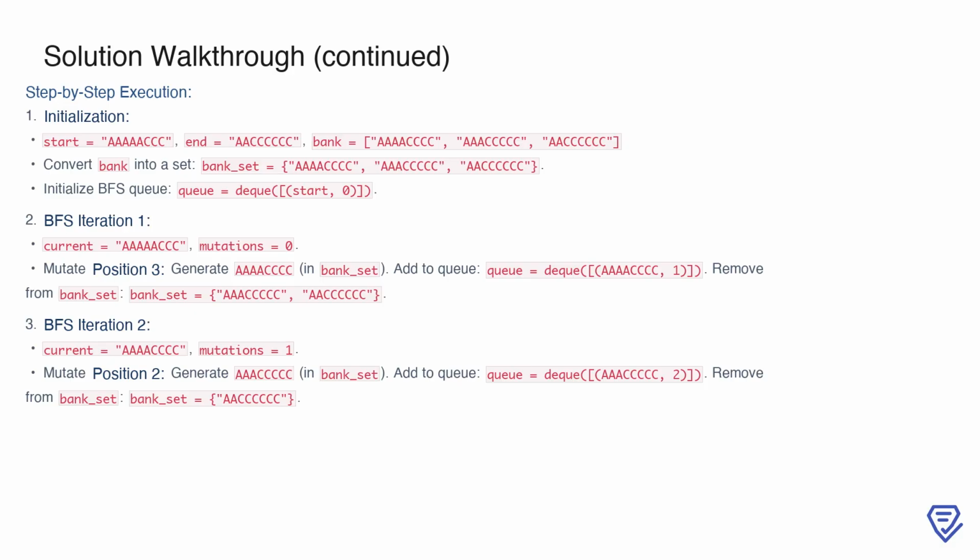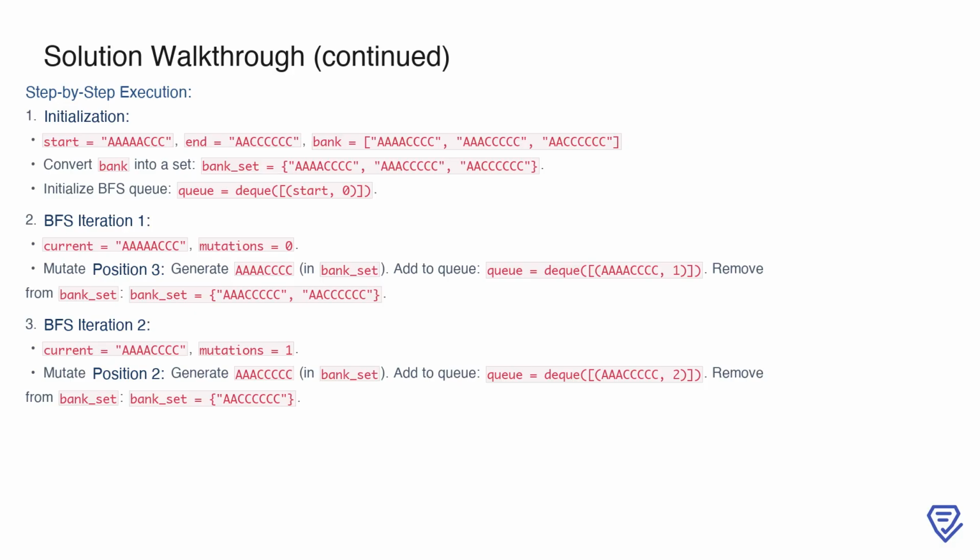During the first BFS iteration, we dequeue AACCC with a mutation count of 0 and explore mutations. When mutating the fourth character, we generate AACCCC, which is in the bank set. We add it to the queue with a mutation count of 1, updating the queue to deq AACCCC 1, and remove it from the bank set. The updated bank set now contains the two remaining sequences.